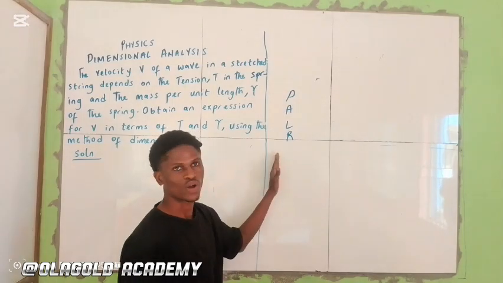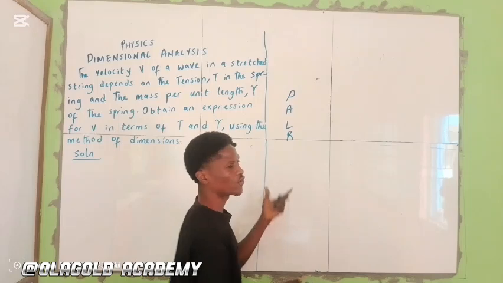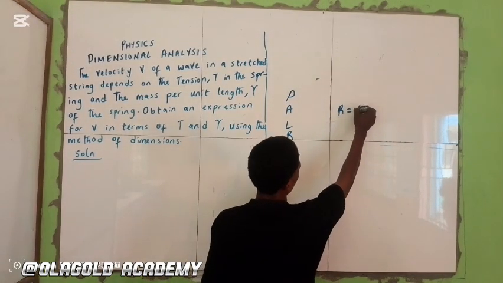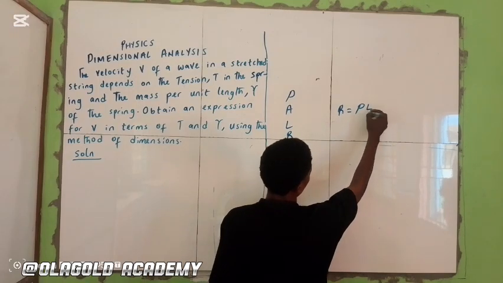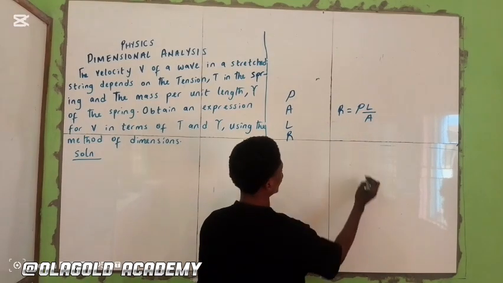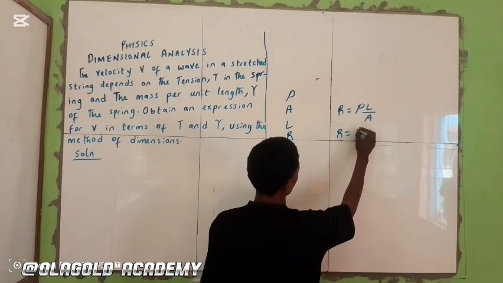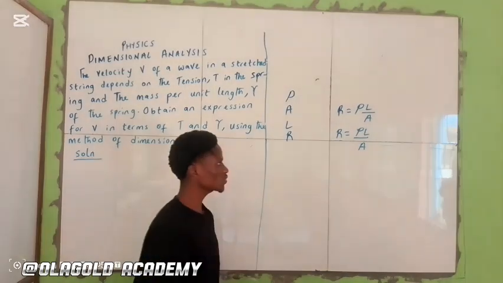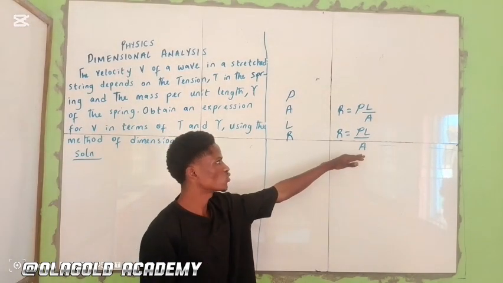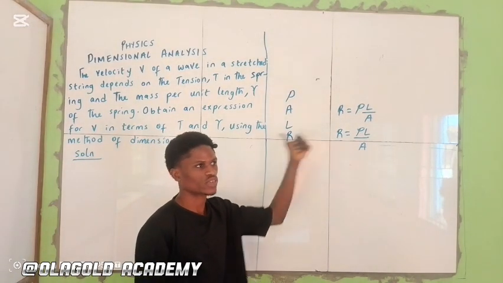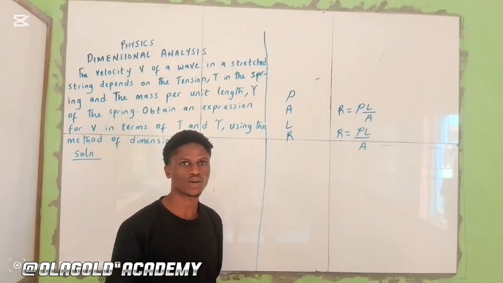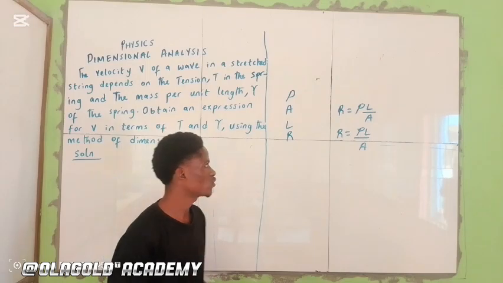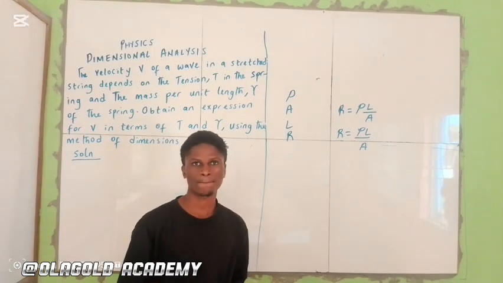So these 4 are intertwined by a formula such as resistance to be equal to rho multiplied by length over area. So we have resistance to be equal to rho times length over area. Now, assuming we don't know this formula here, we can use dimensional analysis to find out how they relate to one another. So without wasting much of our time, let's go into the topic.